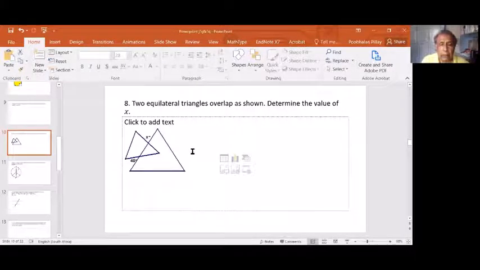All right, now there are two important facts about equilateral triangles. All the sides are equal, and not only that, all the angles are equal. And the angles are all equal to 60 degrees. It's important to know why it's 60 degrees. Let me just explain that quickly.